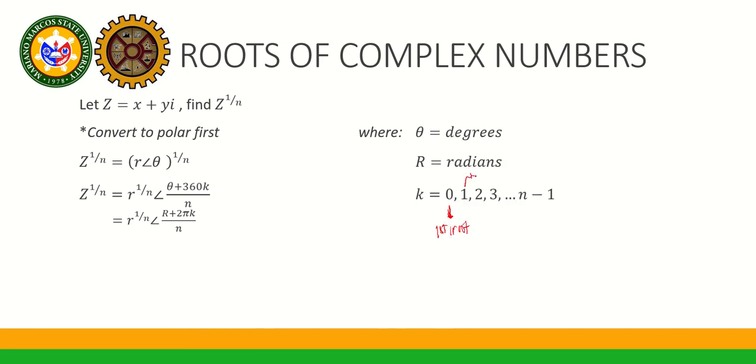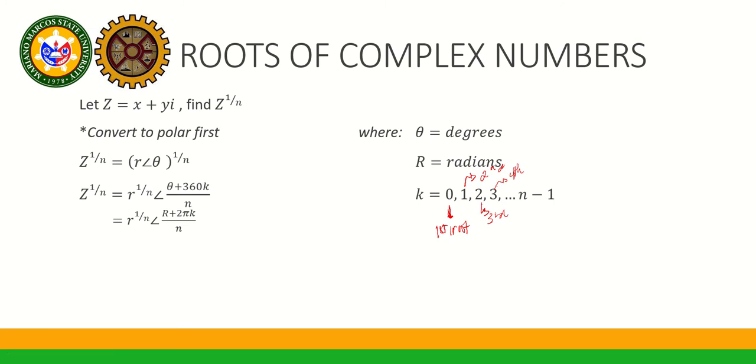And then if k is equal to 1, this will be the second root, and then the third root, C2. And then this is the fourth root, and so on. Okay? So, ganyan yung arrangement niya. This will be the principal root, the second root, third root, fourth root, and so on and so forth.